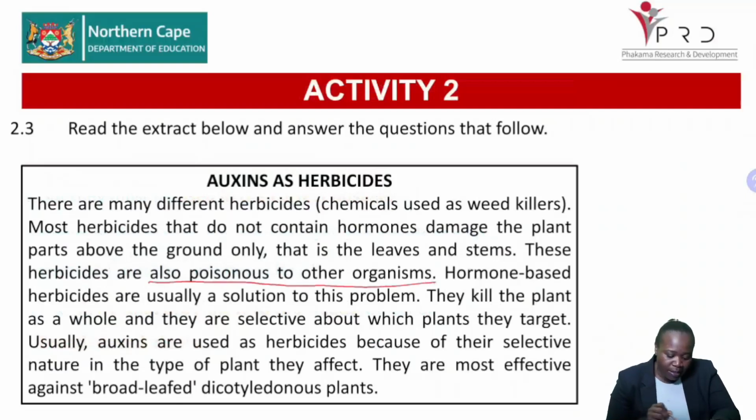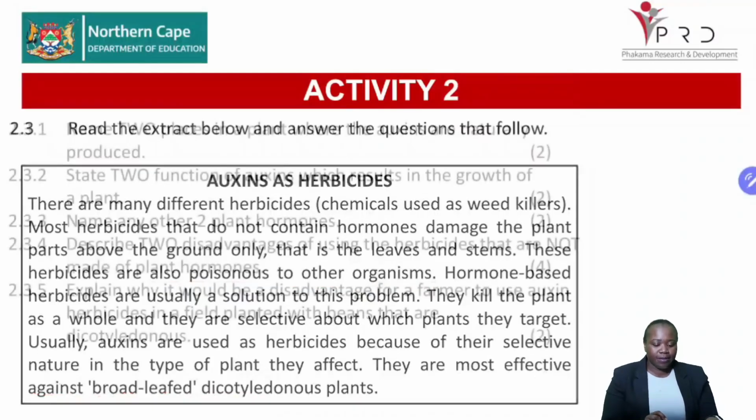They kill the plant as a whole, and they are selective about which plants they target, because we said they are selective, right? They are hormone-based selective. Usually auxins are used as herbicides because of their selective nature in the type of plant they affect. They are most effective against broad-leaved dicotyledonous plants.